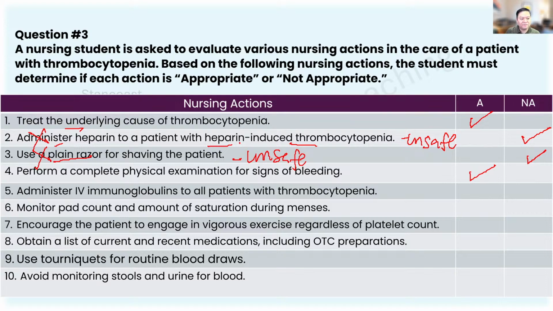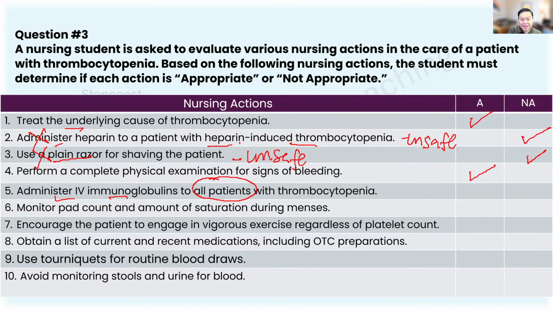What about number 5? Administer IV immunoglobulins to all patients with thrombocytopenia. Let me take a look if you answered appropriate for all. Let me see if you answered appropriate for number 5. Okay. Number 5. Well, take a look into this number 5, guys. Administer IV immunoglobulin to all patients.